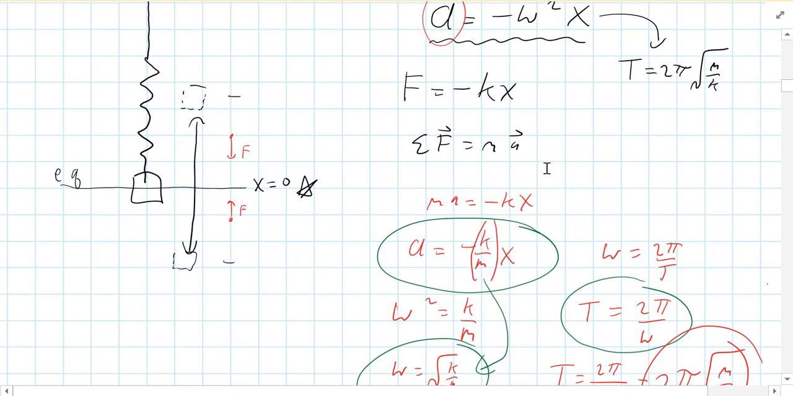All right, now the other thing I mentioned to you is that for our position equation, we had this: x equals A cosine of omega t plus phi.